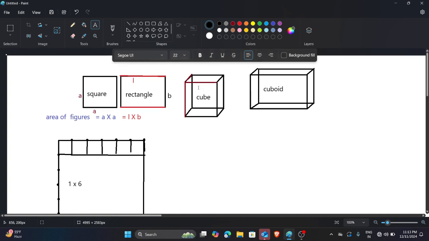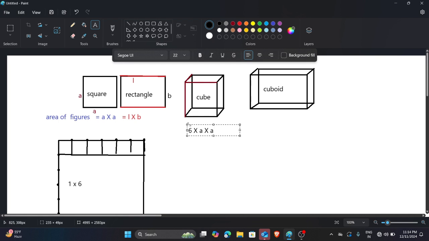Now the area of cube. From the figure you can say that in a cube also the same concept comes as in a square. Every side is equal in size. The cube is nothing but made up of six squares. When you join six squares on every side, it forms a cube. So from that you can understand that if the area of a square is a into a, then there are only six squares in a cube. So the area of cube is nothing but 6a square.